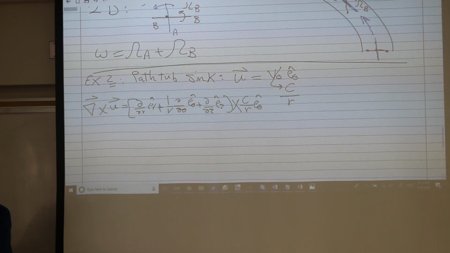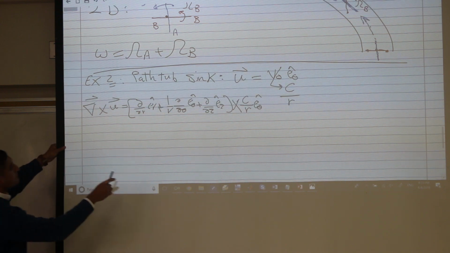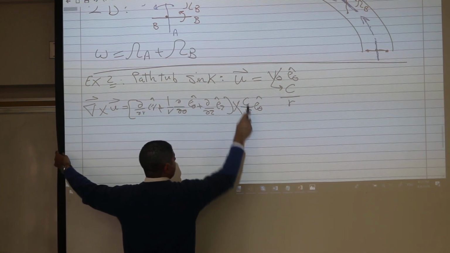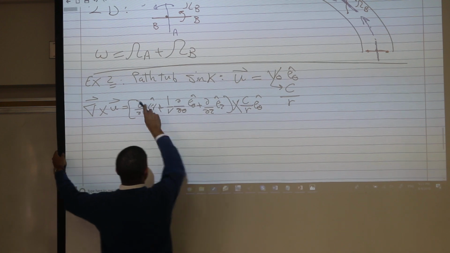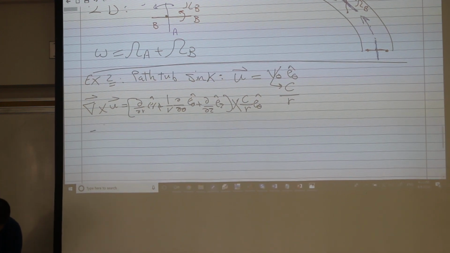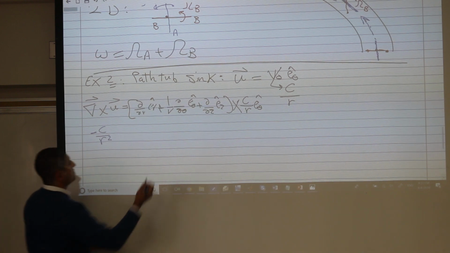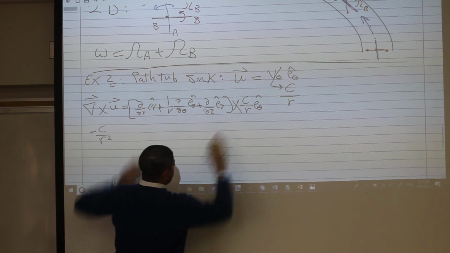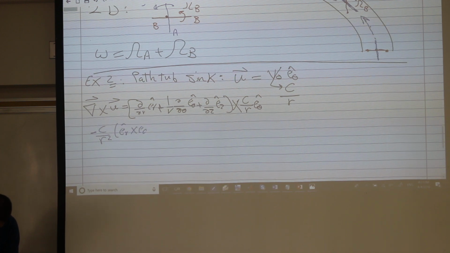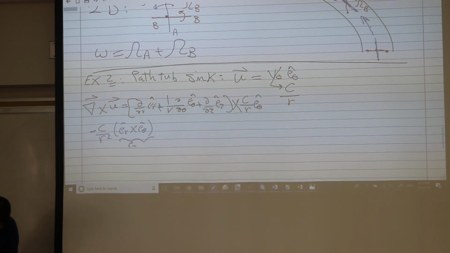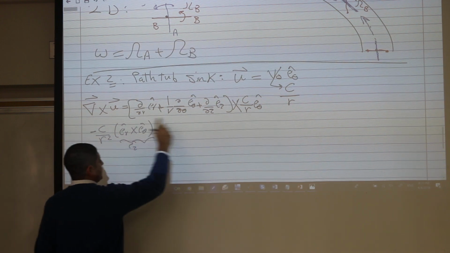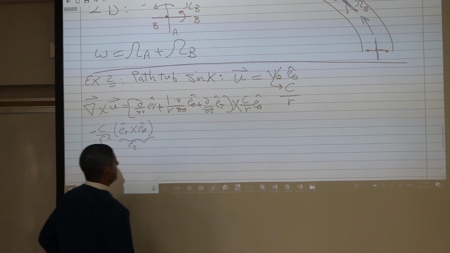So let's do these terms again. Partial r of this guy, just bear with me for a minute if you want to do it. Partial r for this guy is negative c over r squared, right? And you're left with e_r cross e_theta. Here is e_r cross e_theta, which we know is e_z. Plus partial r acting on e_theta, this is 0.